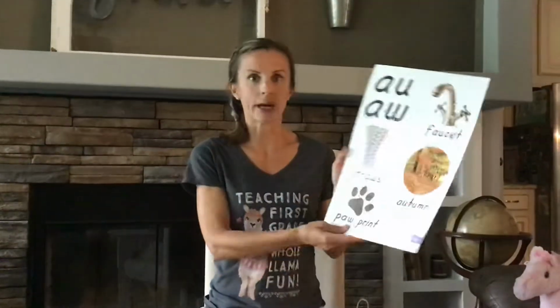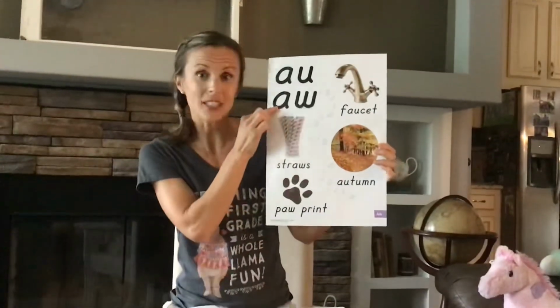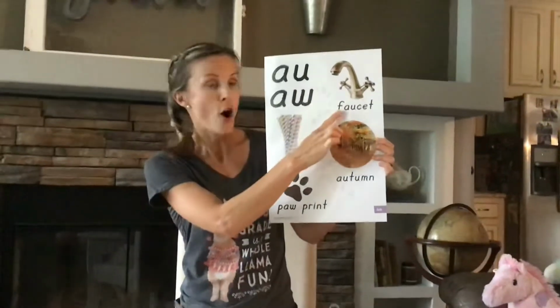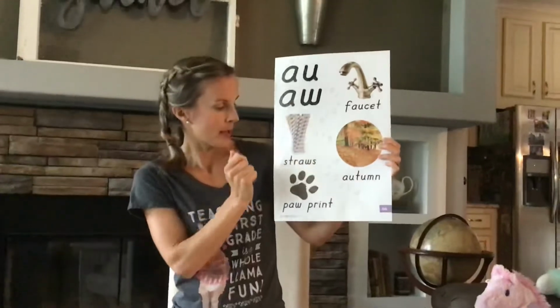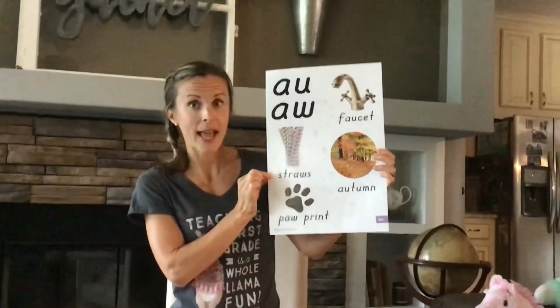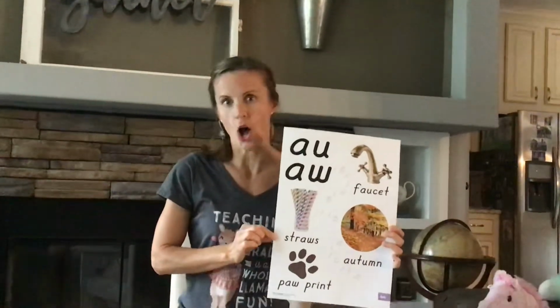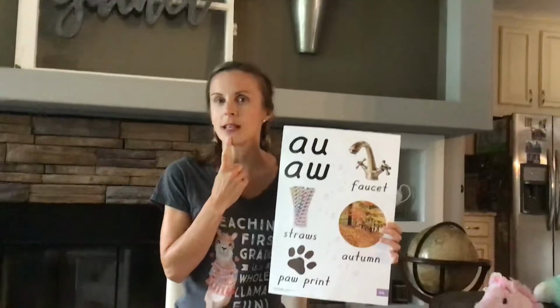Today's special sound of the day is going to be this chart. Take a look. We have two different spellings, but they make the same sound. Aw in faucet, A-U, and aw in straws, A-W. We know some other letters that make the aw sound as well. Can you think of a short vowel that says aw?